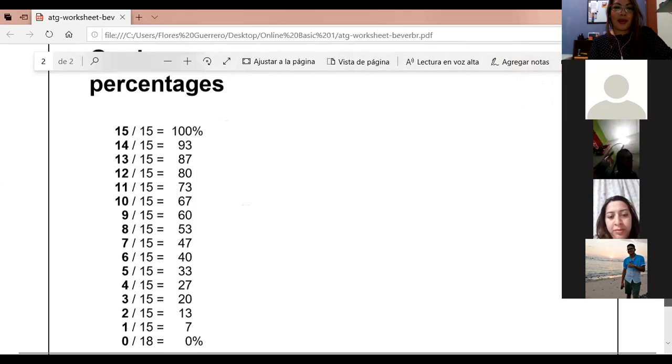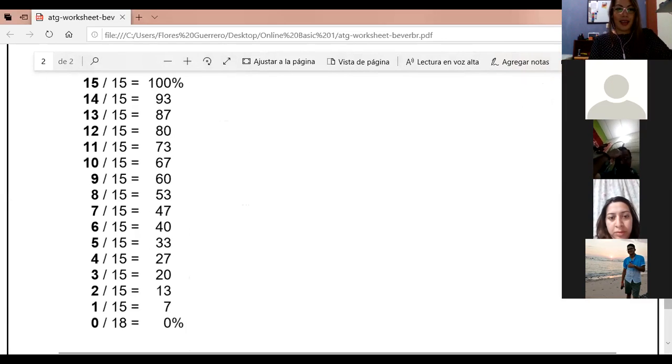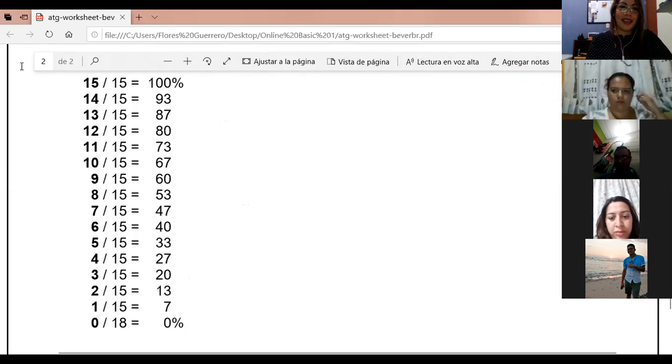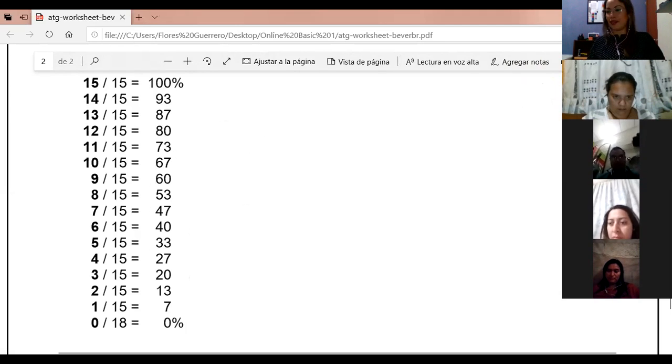Vamos a ver cuántos tuvieron. Y si tenía 15 respuestas buenas de las 15, tiene 10. Si tenía 14 buenas de 15, es 9.3. 13 de 15, 8.7. 12 de 15, es un 8. 11 de 15, 7.3. Y de ahí para abajo sigamos participando.